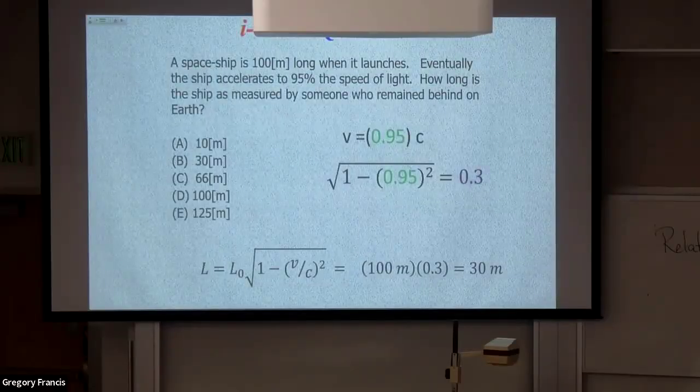In this case, we want to get a smaller number than 100, and so we multiply by that relativity factor. And since the relativity factor is 0.3, 100 meters times 0.3 gives me my 30 meters.